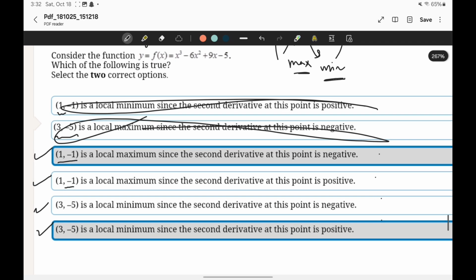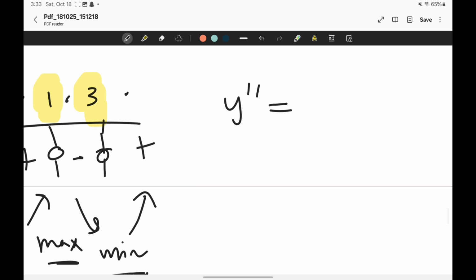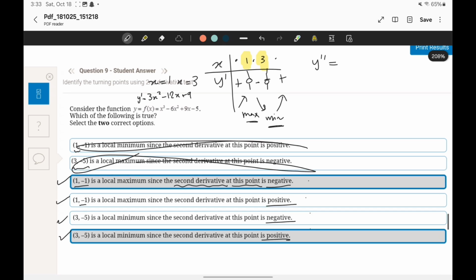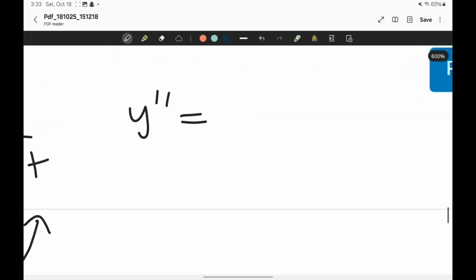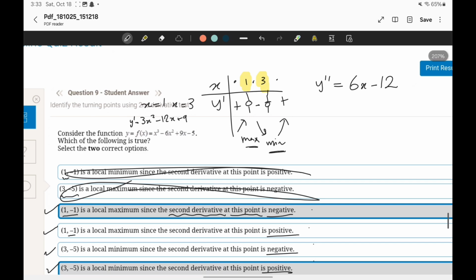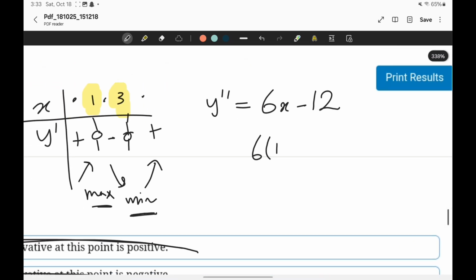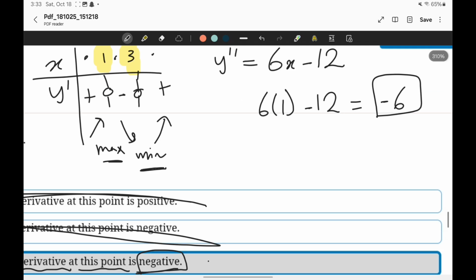Well, the second part of the sentence is saying the second derivative at this point is either negative or positive. So what we're going to do is derive once again. So that means y prime prime, right? Because they want the second derivative. Okay, so y prime prime is 6x minus 12. Now they said the second derivative at this point, so this point here would be 1, yeah? So the second derivative at 1 is negative. So we'll test that. We put 6 times 1 minus 12. This gives you minus 6. So far, yeah, it's negative, so you choose it.